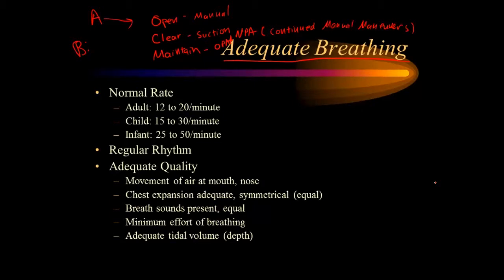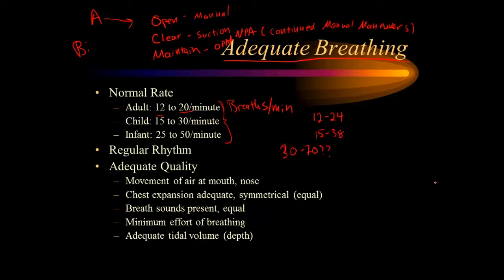So what's normal? Normal rate, especially, so for an adult, 12 to 20 breaths per minute. A child is 15 to 30, and an infant is 25 to 50. Now, I'm going to point out what some of you may be frustrated with is I don't know that these are the exact same rates that are listed in the other lectures. I think one of them said adults normal was 12 to 24. Children was 15 to 38 or something. And infants were 30 to 70 or something like that.